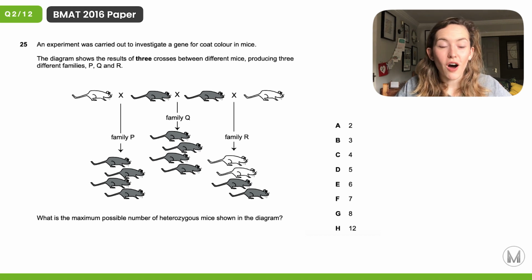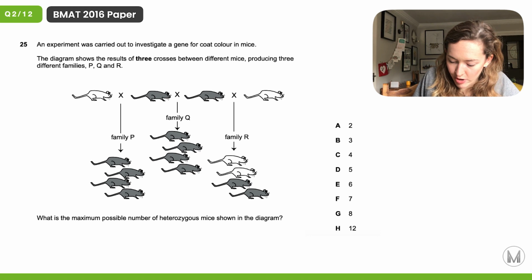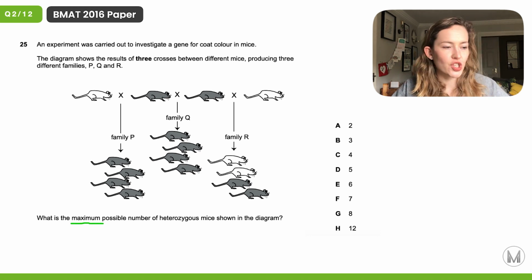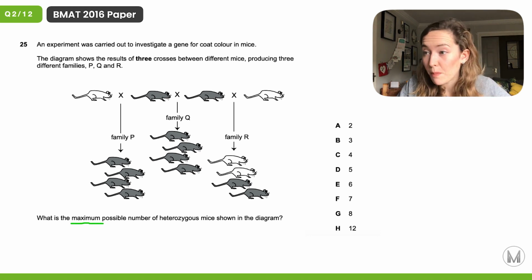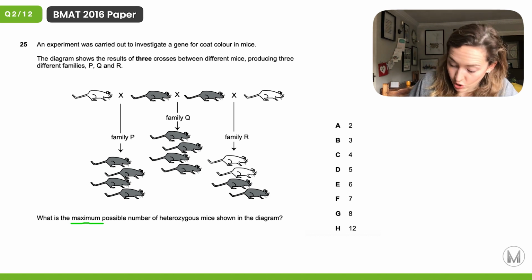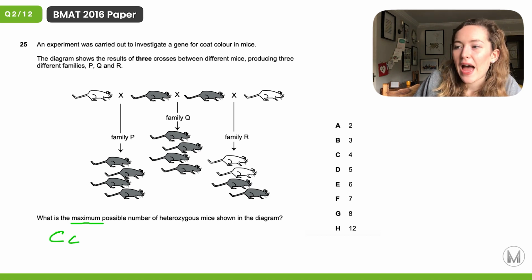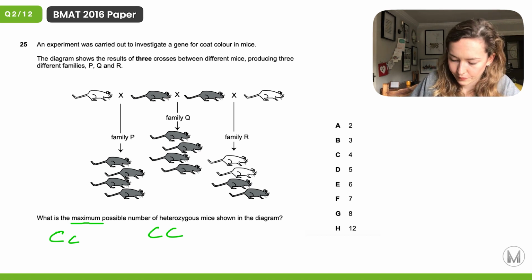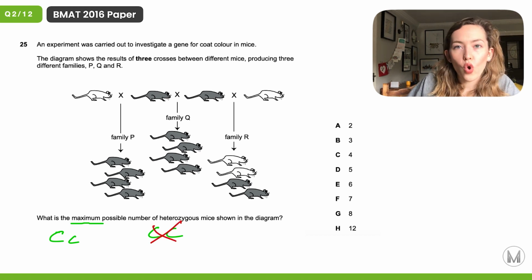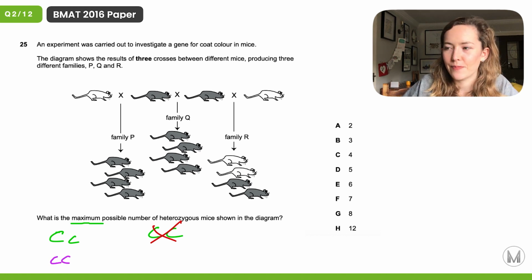So this question asks us for the maximum possible number. That's really important when we continue working this question out. So to get the largest number of our heterozygous mice, we can assume that all dominant mice are heterozygous dominant. So for example, C and little c, and not homozygous dominant, so not big C, big C. All of the recessive mice are homozygous recessive, of course. So they'd be lowercase c.